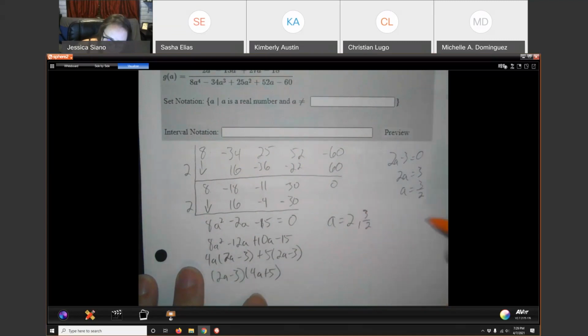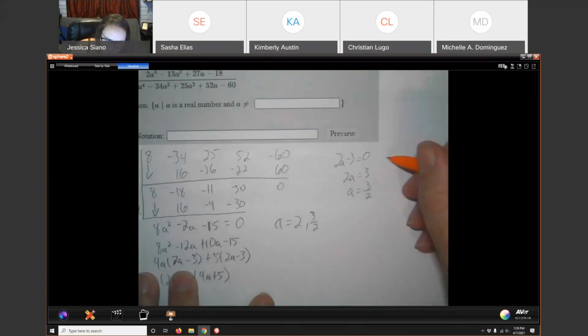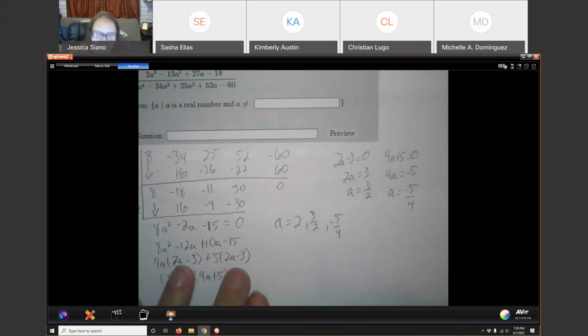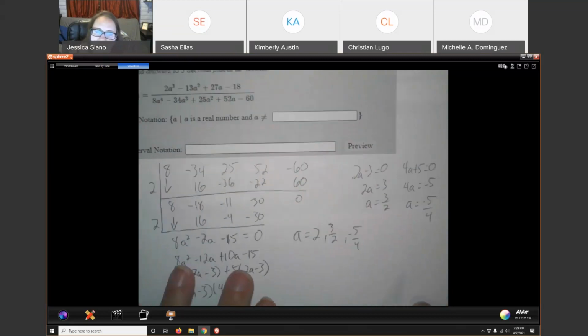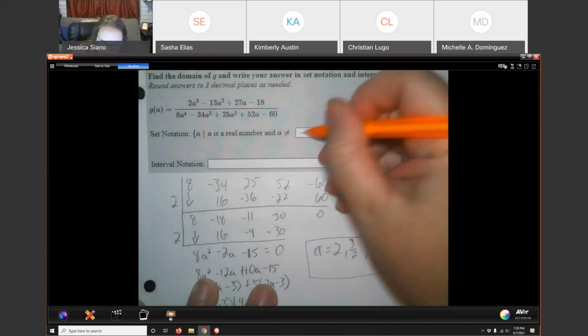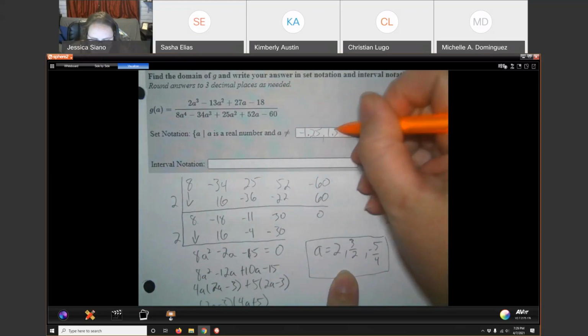And if I set 4a plus 5 equal to 0 and solve, negative 5/4. So again, this question is asking for decimals. So I'm going to convert these to decimals. So this is all real numbers except negative 1.25, 1.5, and 2.